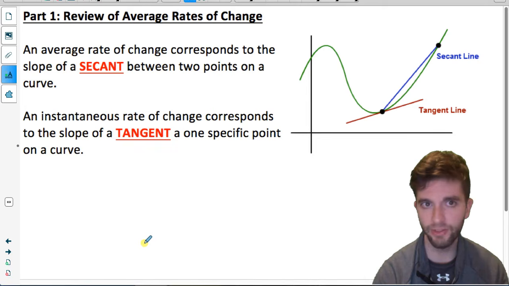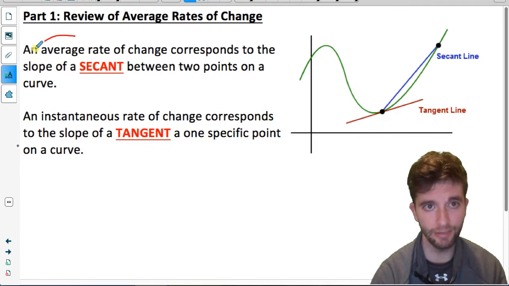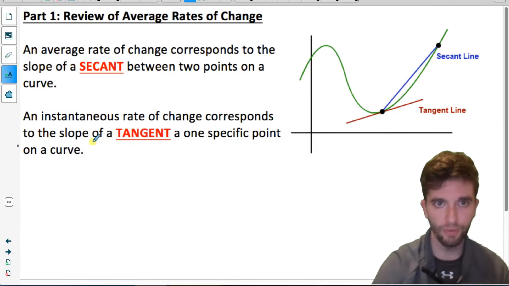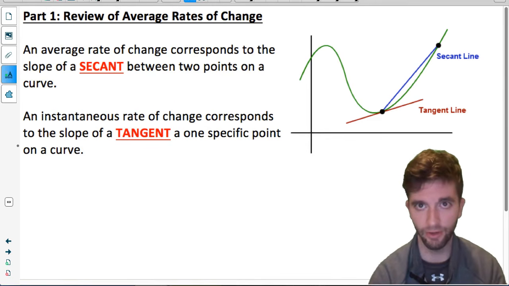Okay, let's get started with the lesson. So let's fill in the first couple blanks here. I already talked about in the introduction what a secant line and tangent line tell us, right? An average rate of change corresponds to the slope of a secant line that connects 2 points on a function.